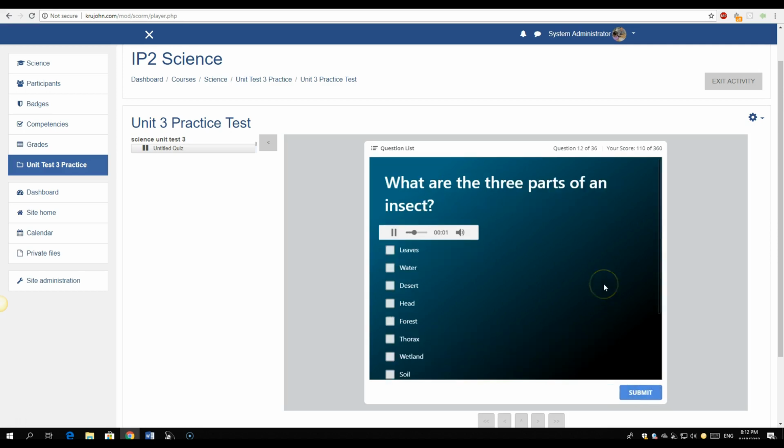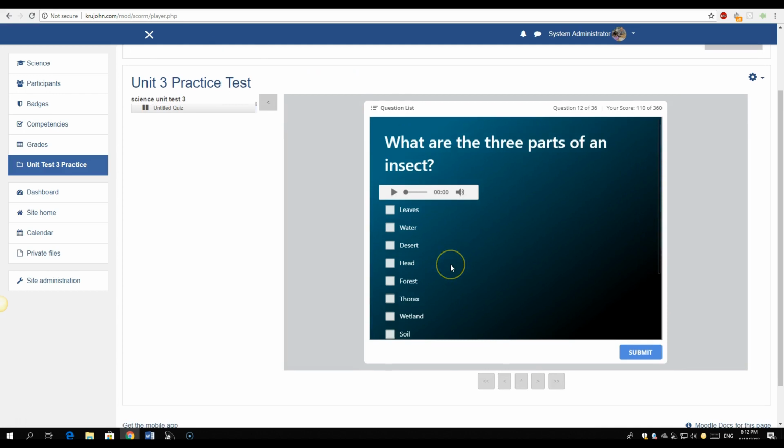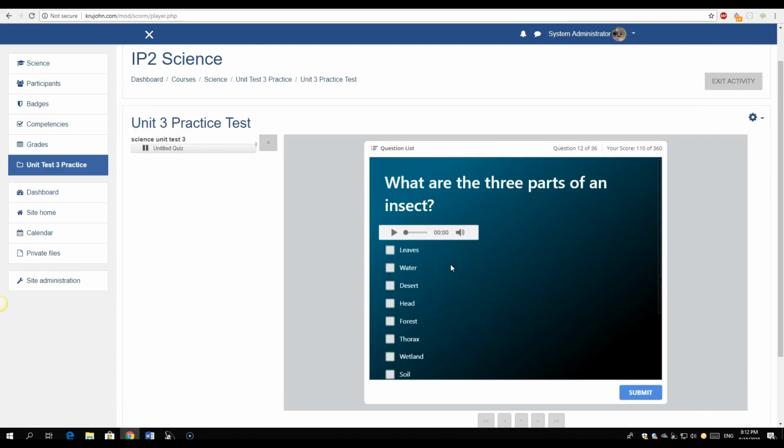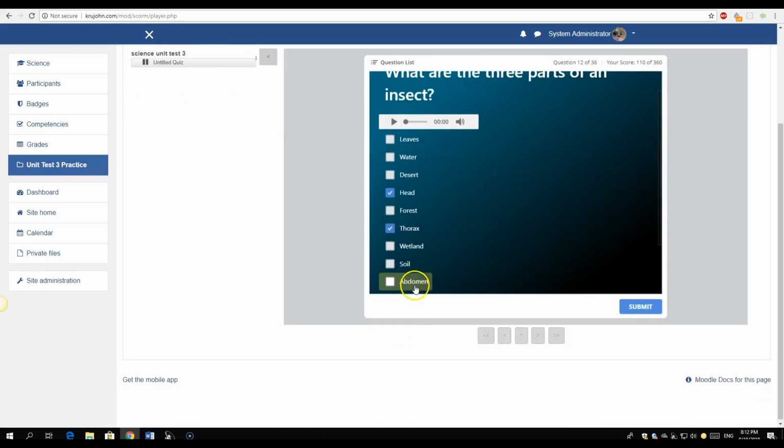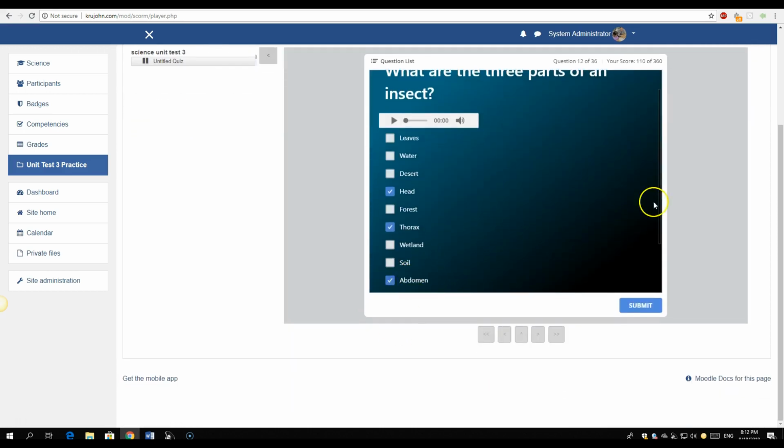What are the three parts of an insect? We covered this a lot in class. I have a list of words. On your test, you will have a word bank and you must choose the right words. So I know, because I studied, the three parts are the head, the thorax, and the abdomen.